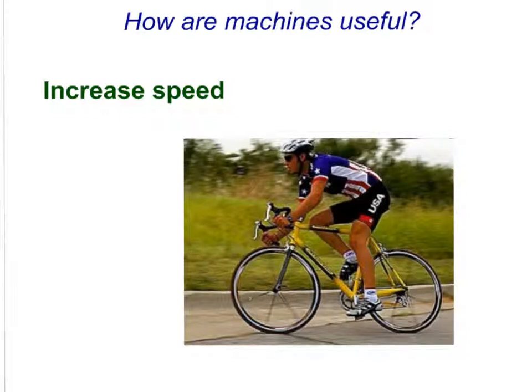They increase speed. We've talked about that. How do they do that? Here's a bicycle. Bicycles are machines that increase speed. But in order to increase speed, the bicycle decreases force. The bicycler, he's probably going to get tired because his legs must apply a larger force to get the pedals up the hill.